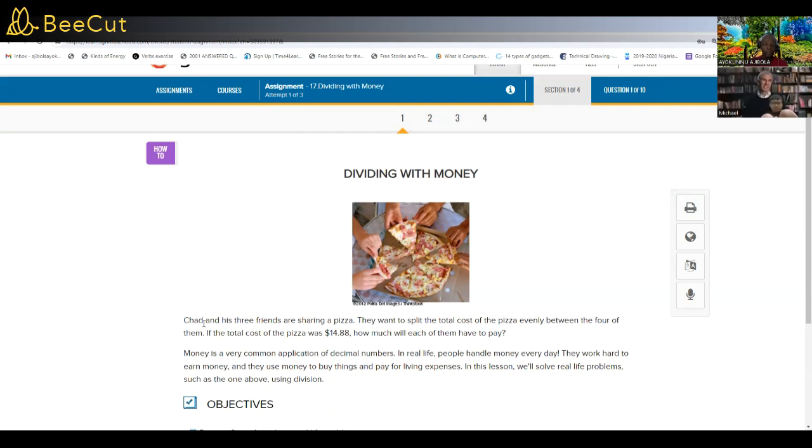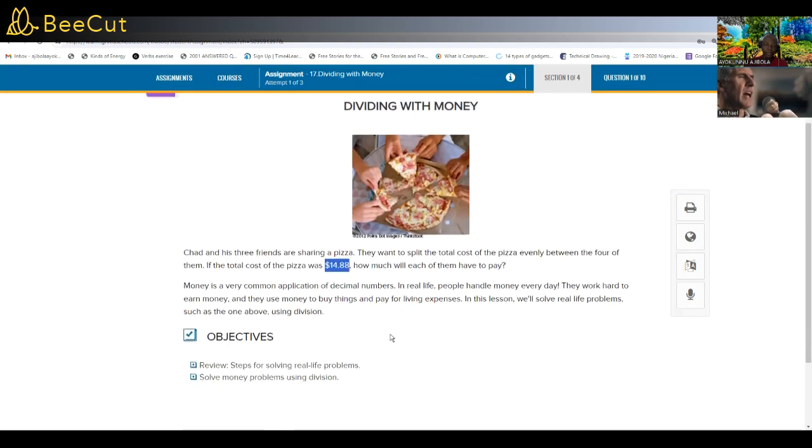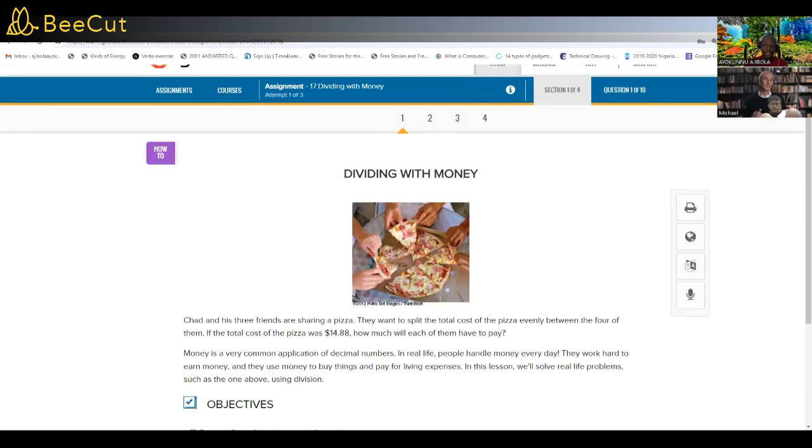Dividing with money is the next topic. Chad and his three friends are sharing a pizza. They want to split the total cost of the pizza evenly between the four of them. If the total cost of the pizza was $14.88, how much will each of them have to pay? Miggy, do that and tell me your answer.